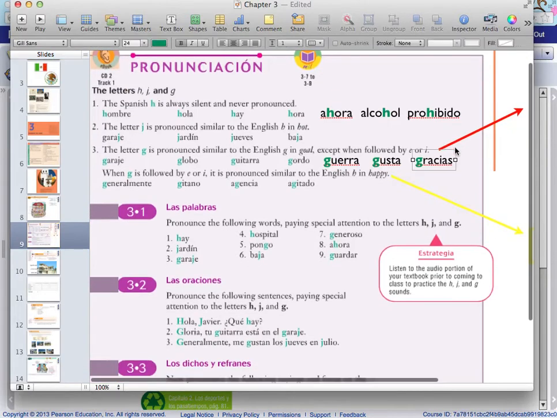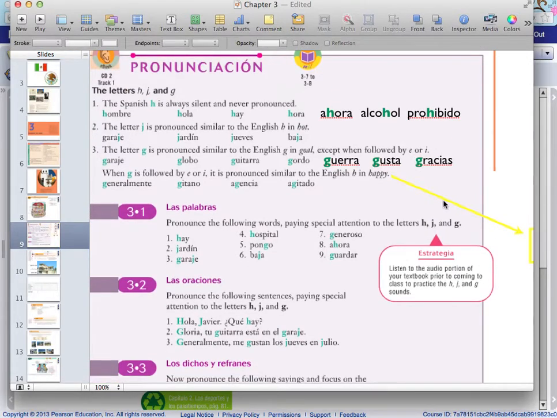You have an explanation here that talks about the pronunciation of these letters. In Spanish, H is always silent, okay? It's never pronounced at the beginning of the word or in the middle of the word, like hombre, hola, hay, hora, ahora, alcohol, prohibido, okay?